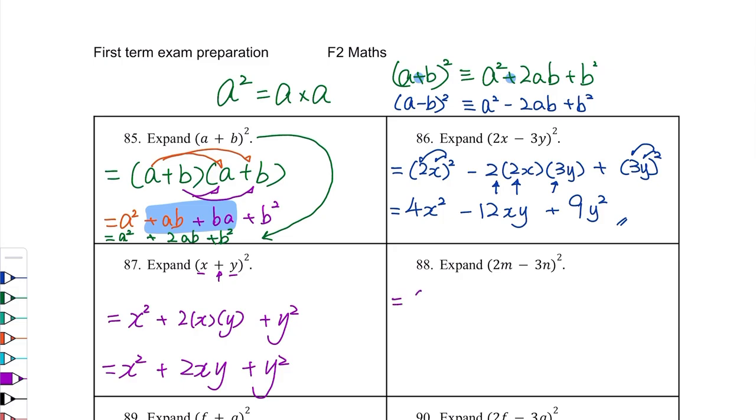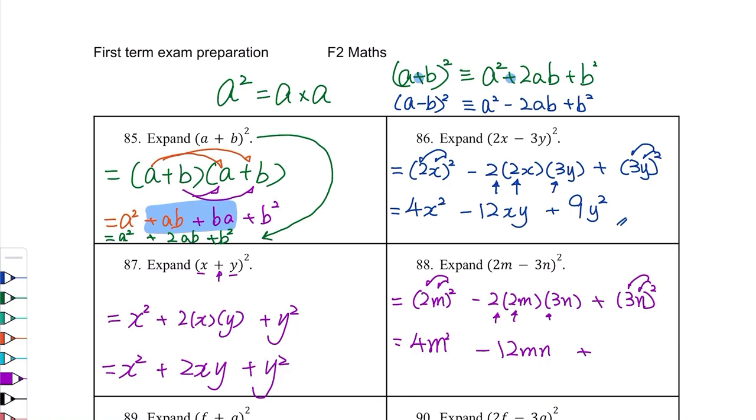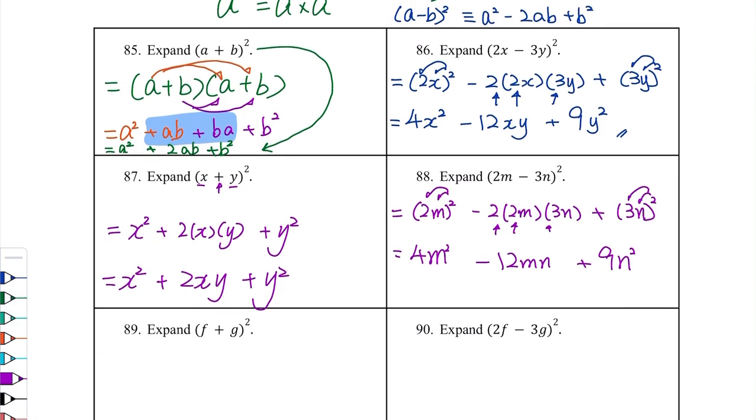So it's a square minus 2ab plus b square. The square goes to both of the things. 2 square means 2 times 2. 2 times 2 is 4. And then 2 times 2 times 3 is 4 times 3 is 12. And then that square is again given to both of them. 3 square means 3 times 3. 3 times 3 is 9. Okay, good. Let's just continue.